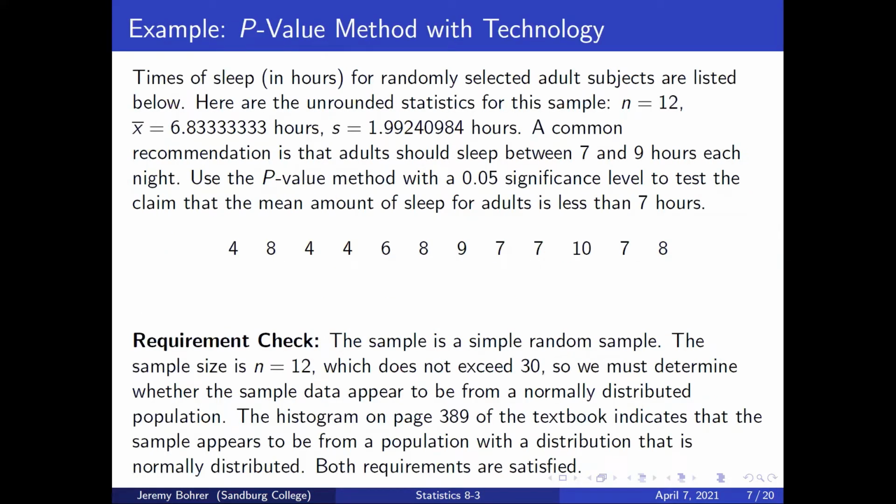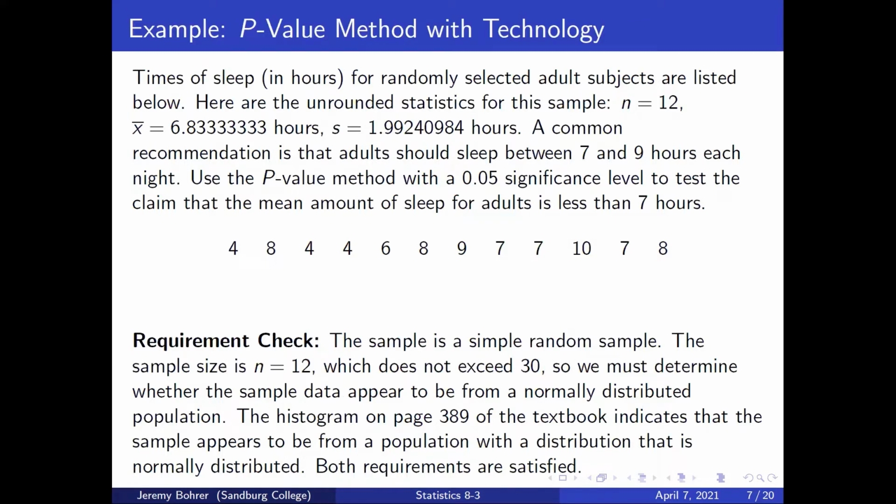Times of sleep in hours for randomly selected adult subjects are listed below. Here are the unrounded statistics of this sample. n equals 12, x bar equals 6.83 repeating hours, and s equals 1.9924098 hours. A common recommendation is that adults should sleep between 7 and 9 hours each night. Use the p-value method with a 0.05 significance level to test the claim that the mean amount of sleep for adults is less than 7 hours.